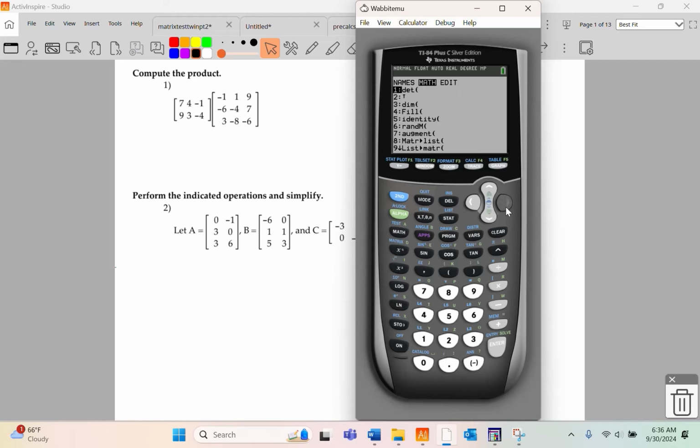I'm going to scroll on over to edit. I'm going to put this little guy right here in matrix A, and it is a 2 by 3.